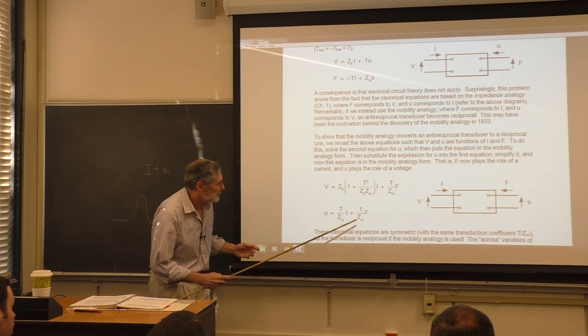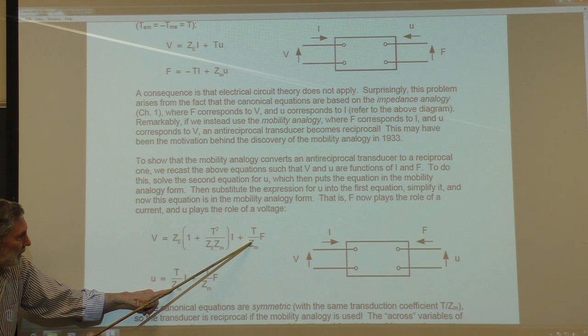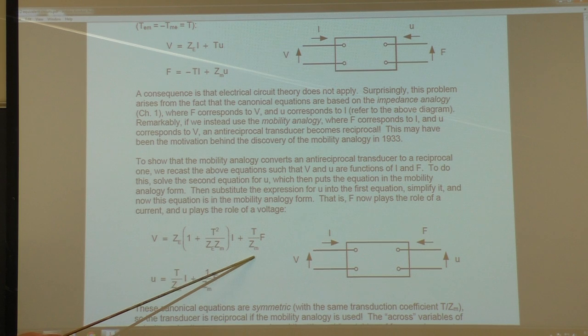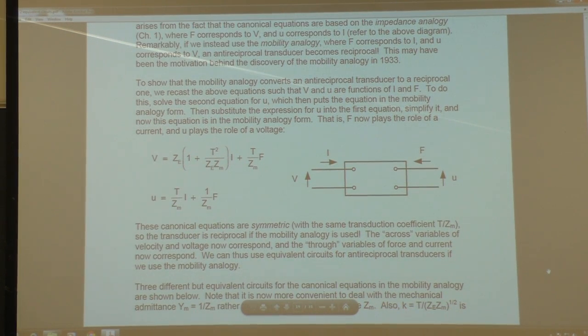And now I want you to look at this. The coupling, the transduction comes in here, and look at this. The transduction coefficient here, this quantity right here, plays the role of the transduction coefficient. It's the same here. We now have a reciprocal system. We had to just change the correspondence, the analogy that we use. Instead of the impedance analogy, we go to the mobility analogy, and then we find that we have a reciprocal transducer, but we have to do it in the mobility analogy.